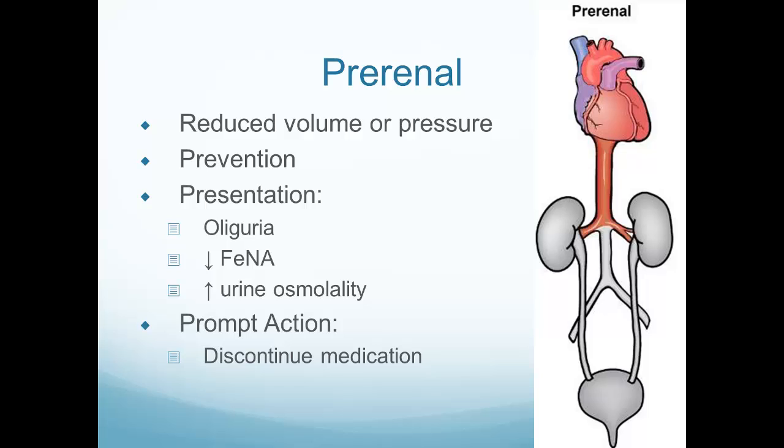Now, FeNA is the fraction of excreted sodium. Most of the time this will be measured in our patients by checking a urine sodium. So instead of looking for a fraction of excreted sodium, we're going to see a urine sodium that is elevated. Our urine osmolality, remember again, whenever you hear the term osmolality, think concentration. So our urine concentration will be high. That makes sense with having oliguria.